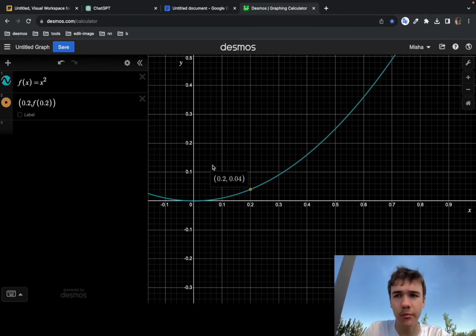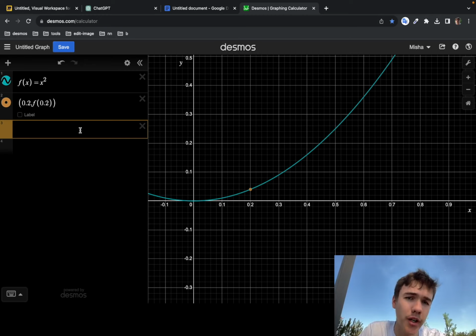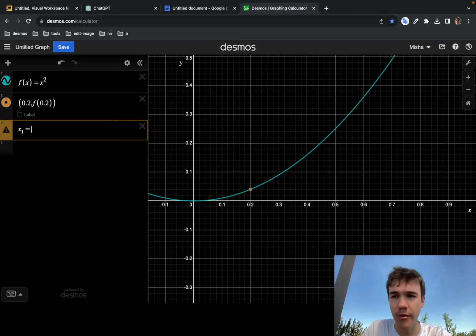So the same thing we can apply. But what I wanna do is this. I wanna create the variable which is going to be equal to, I'll call it x1, x and 1 in the subscript. So x subscript 1 is equal to, for example, 0.2.